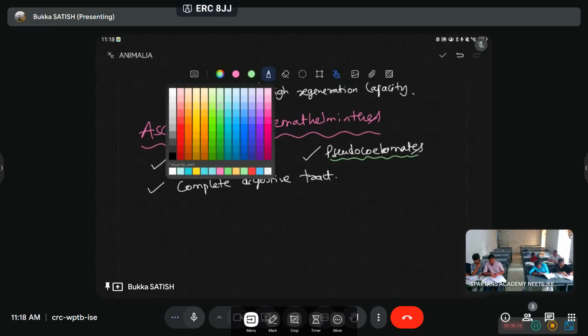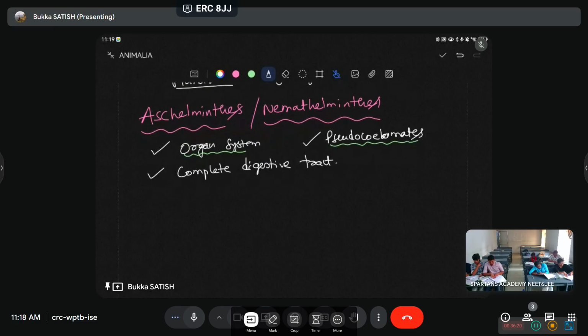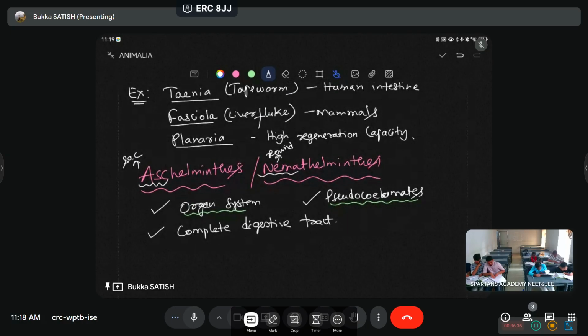Now coming to the other characteristics. Here, Asc is like a sac, and Nemat is something like round. So the animal will have a sac-like, round body, roundworms basically. So the common name of this group is roundworms. The earlier group was flatworms. This one is roundworms.